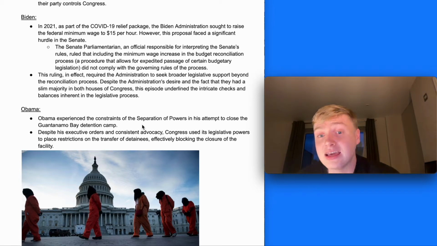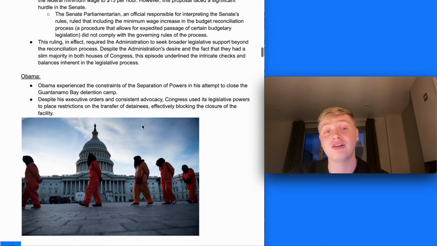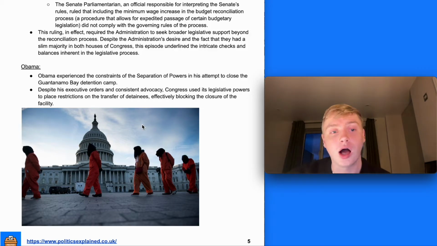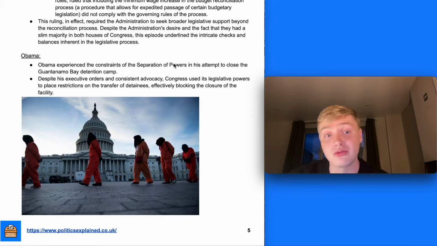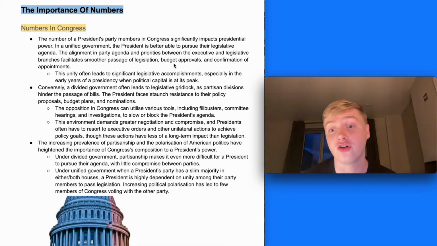So therefore, despite the administration's desire to increase the minimum wage and the fact they had a slim majority in both houses of Congress, it shows the checks and balances within the Constitution and how the separation of power limits the president's ability to do what they want. And finally, separation of powers can be seen in Obama's failure to close the Guantanamo Bay detention camp, which had been a key policy of his presidency. He sought to do it through executive orders and consistent advocacy, but Congress used its legislative powers to place restrictions on the transfer of detainees, effectively blocking the closure of the facility.